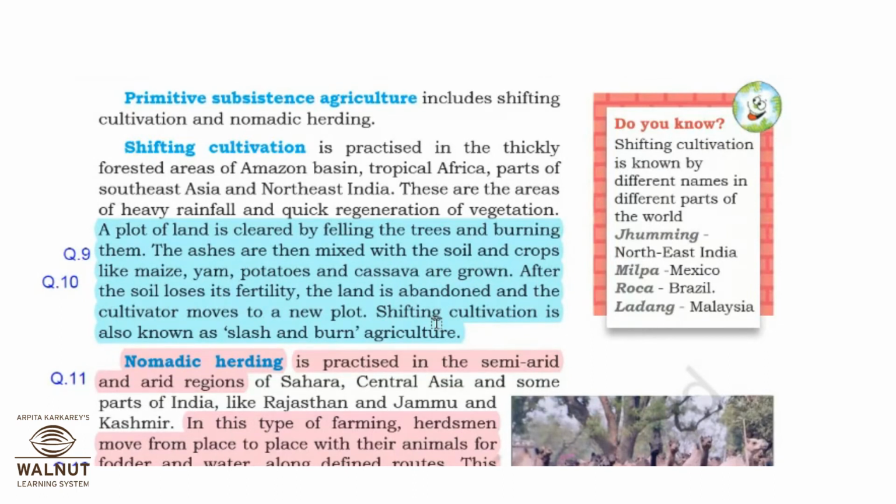Slash means what? They are going to clear the piece of land, and burn means what? They are going to burn all these things which they have cleared on the plot of land. Okay, that's why it is known as slash and burn agriculture also. So this is the answer of question number 9.